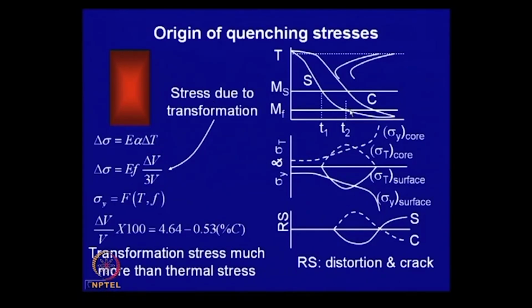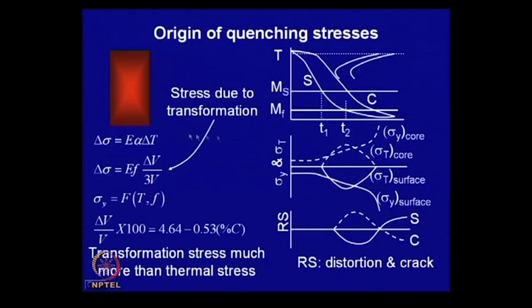Imagine qualitatively, if the surface has already transformed, when it forms martensite it tries to expand, whereas the center is not allowing it to expand. So, you will have one kind of stress set up, whereas when the transformation starts taking place at the core, it will try to expand, but the surface will not allow it to expand. So, finally, when it cools down to room temperature, as a result of this quenching, you will have a significant amount of residual stresses developed on the job, and particularly the nature of the stress will be tensile at the surface, compressive at the core.